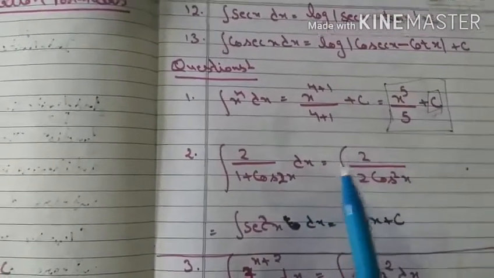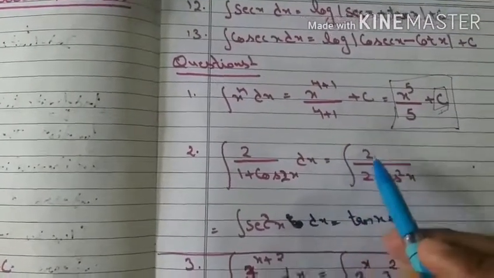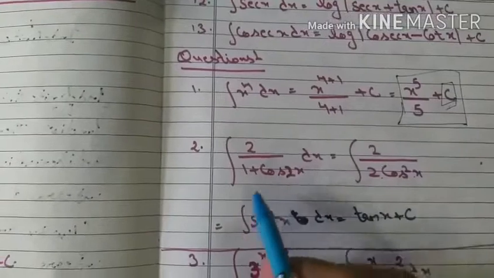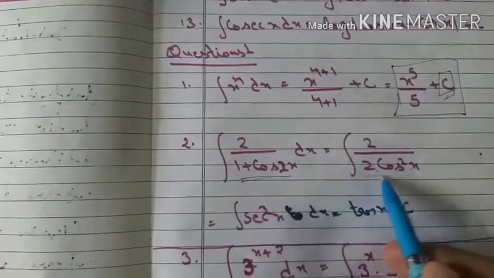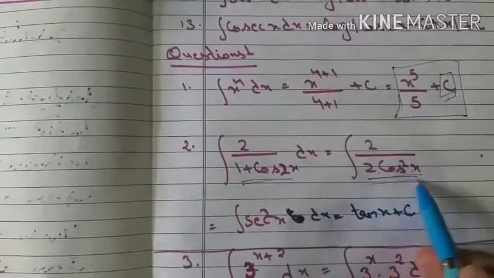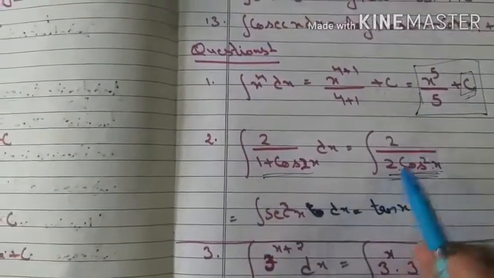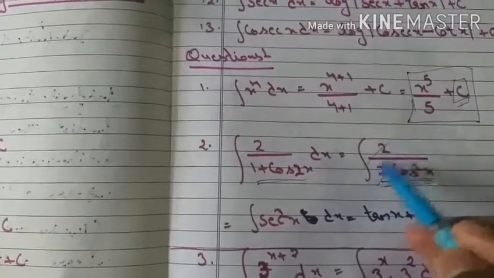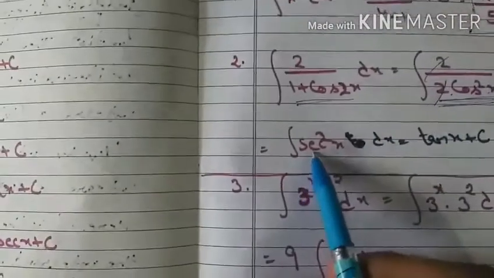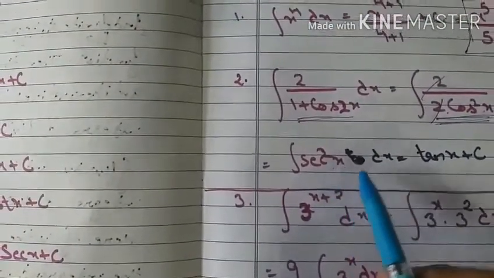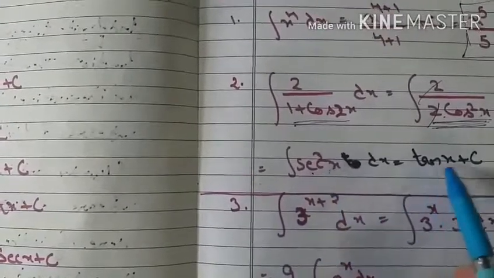Now the second question is calculate the integral of 2 upon 1 plus cos 2x dx. So it will be equal to integral of 2 upon 2 cos square x. Remember one thing, 1 plus cos 2x is always equal to 2 cos square x. This is the standard relation. And 2 is cancelled with 2 and 1 upon cos square x is equal to secant square x, and we all know formula to calculate integral of secant square x is tan x plus c.